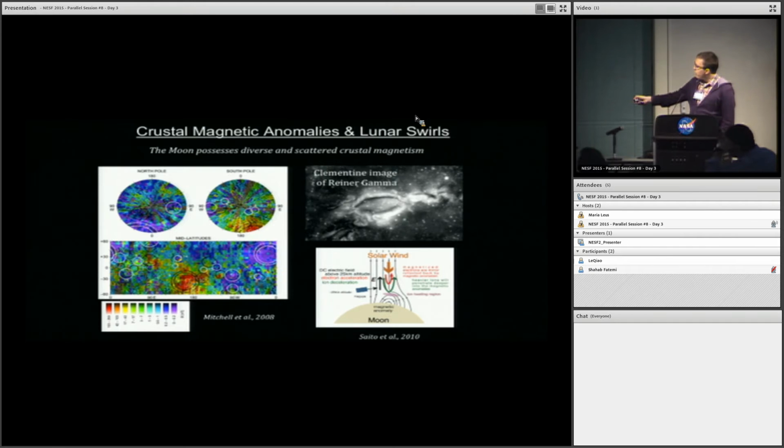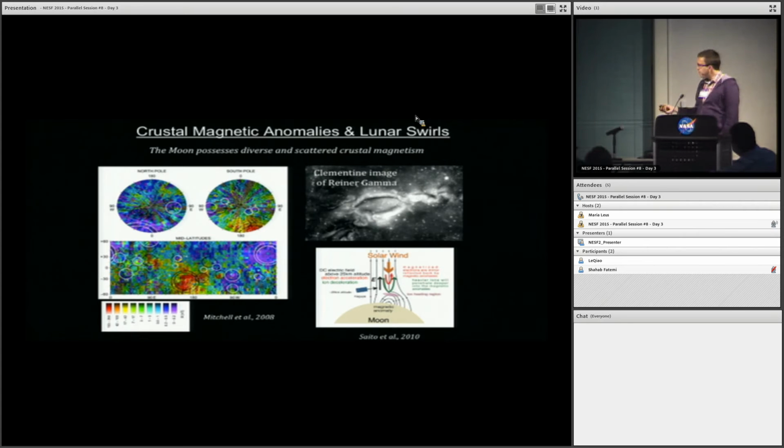Reiner Gamma at this scale resolution shows up as basically this tiny little orange dot right here. It's a very small crustal anomaly, although it's actually very strong. We do know, from both Clementine and Lunar Reconnaissance Orbiter images, that it has this apparently unweathered, although somewhat complicated, albedo feature on the surface.